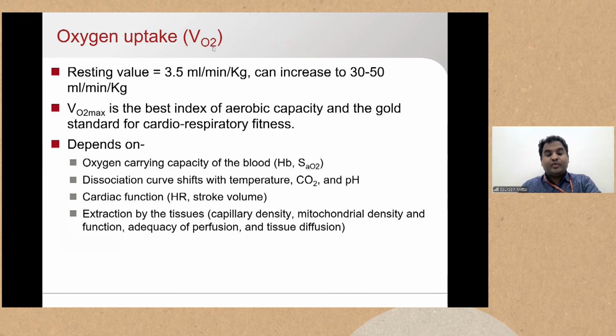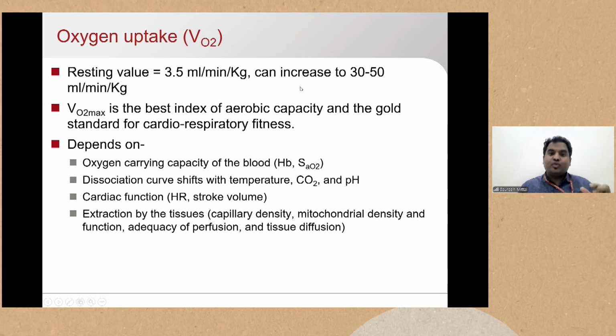The first parameter I'm going to talk about is the VO2. VO2 is the oxygen uptake, that means the amount of oxygen which is consumed per minute. This is the key parameter and it is the best index of aerobic capacity of a person, so it is considered the gold standard for fitness. The resting value of VO2 is 3.5 ml per minute per kg, and as the patient exercises, it can generally increase up to 50 ml per minute per kg.